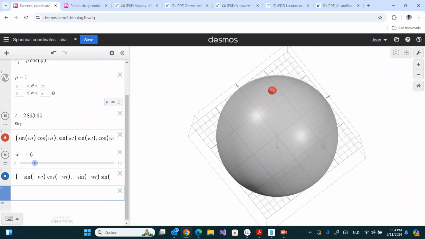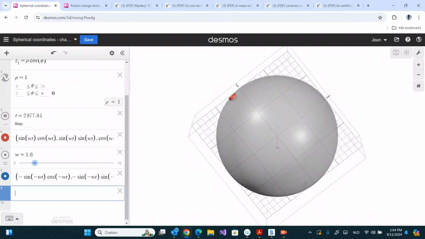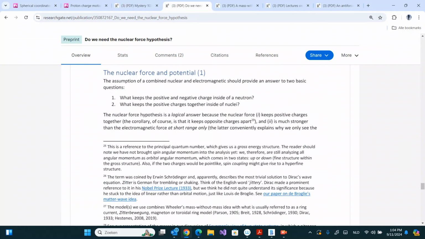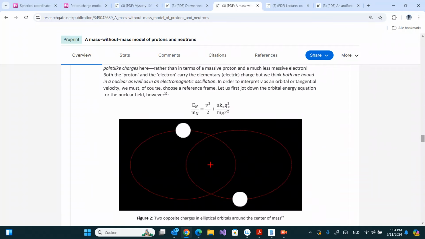And so that might be, I'm just saying it might be, the way I imagine a neutron, which is also a crazy hypothesis. I think a neutron must be some positive and a negative charge. Here, a mass without mass model of protons and neutrons, just like the Planck-Einstein relationship, where there must be a positive and a negative charge.